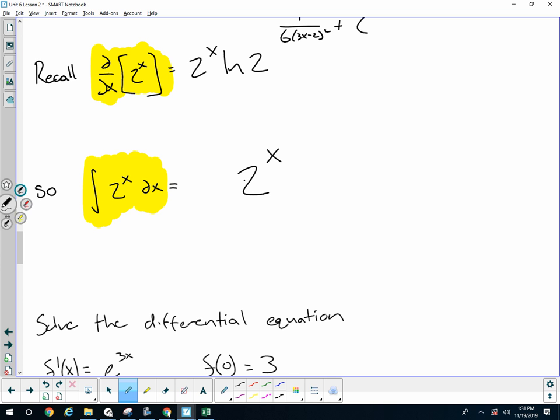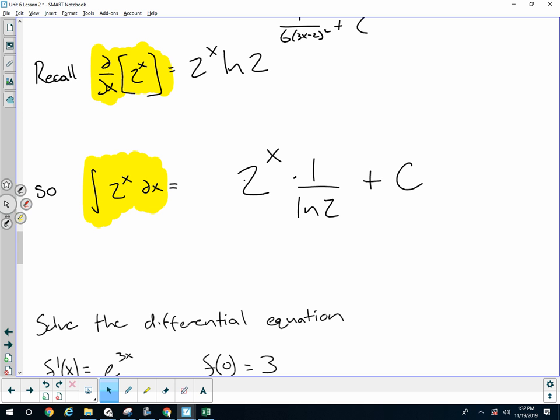Mr. Dunlap, what do we get? 2 to the x, times 1 over log 2. That's it. We need the reciprocal of this thing that pops up. It's almost like it's a chain. And what we've been doing is multiplying by the reciprocal so that we can undo that chain. This 1 over log 2 will cancel with that log 2, and I'll just have 2 to the x. Tricky.